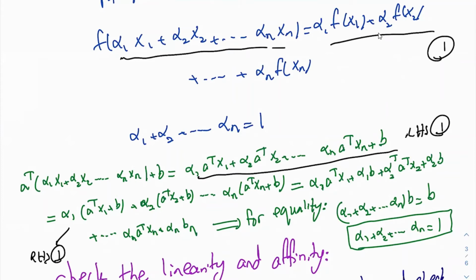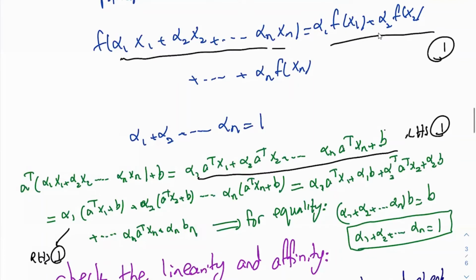In a sense, for equality, you see that alpha 1 a transpose x1 and alpha 2 a transpose x2 are the same on the left-hand side and the right-hand side. What is missing is that for one of them, we have only b. For the other one, we get alpha 1 plus alpha 2 plus all the way to alpha n, times b, right? How did I come up with that? This is alpha 1 b, this is alpha 2 b, this is alpha n b. I just factor out the b. On the other side there is just b. So if you factor out b, you get alpha 1 plus alpha 2 all the way to alpha n, times b, is equal to b.